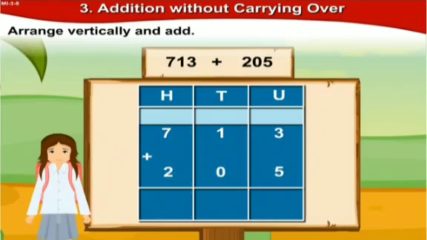Now let us begin the addition from the ones column. 3 units plus 5 units is 8 units. 1 ten plus 0 tens is 1 ten. 700 plus 200 is 900. So the answer is 900, 1 ten and 8 units, which means the answer is 918.